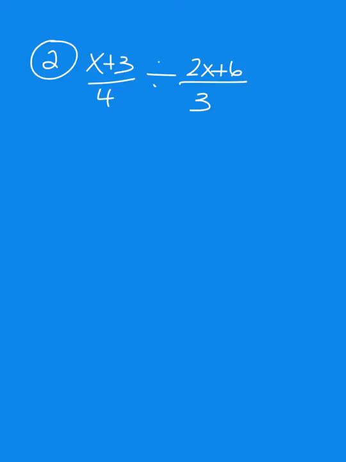In number 2, my numerator x plus 3 cannot be factored at all, so I have x plus 3 as my numerator, 4 is my denominator. My division sign becomes a multiplication, and then I take a reciprocal of my second fraction. So I have 3 over 2x plus 6.